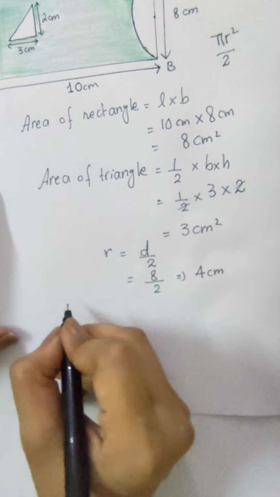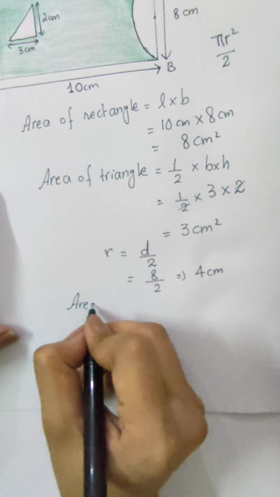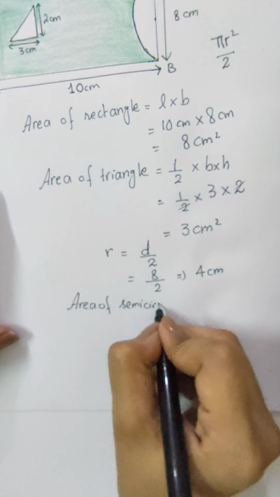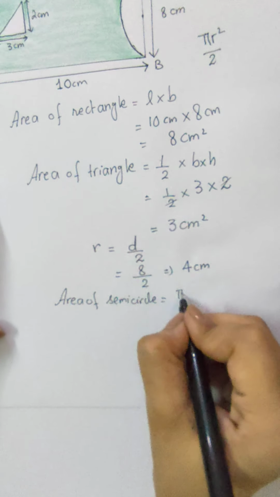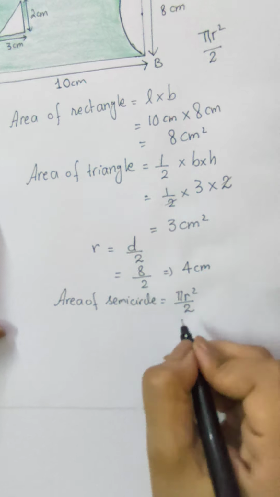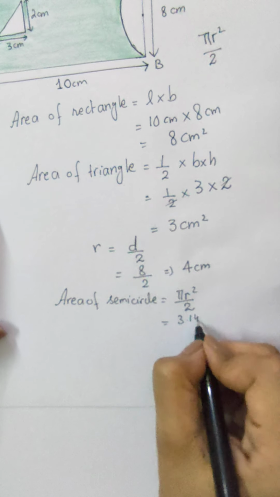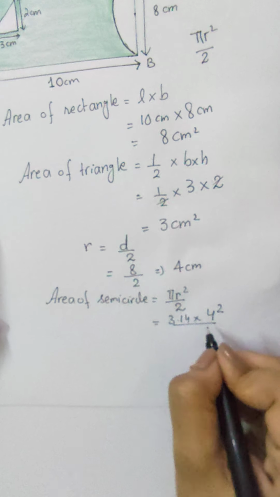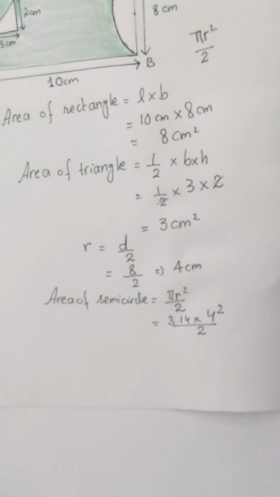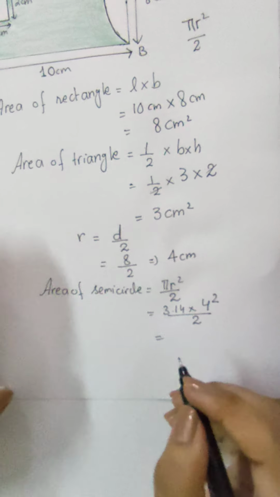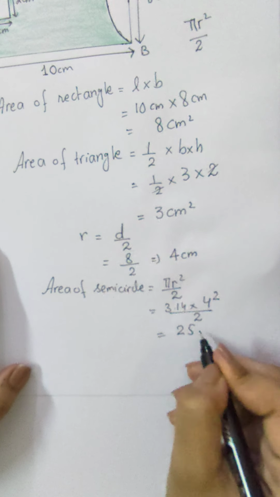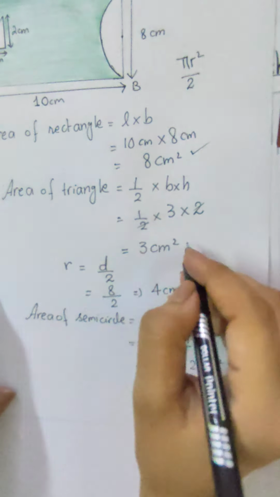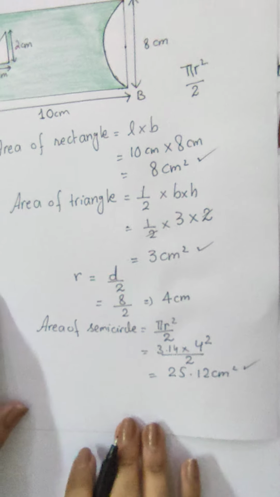Now we will find out the area of the semicircle, which is pi r square over 2. The value of pi is 3.14 and the value of r is 4, squared, over 2. And the final answer is 25.12 centimeter square. We have found out three areas.